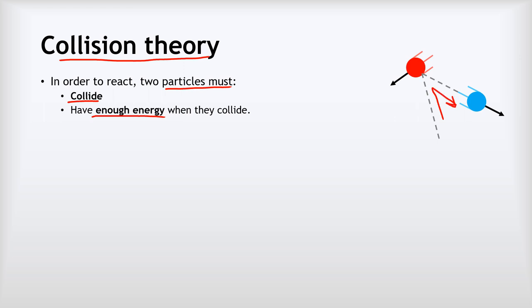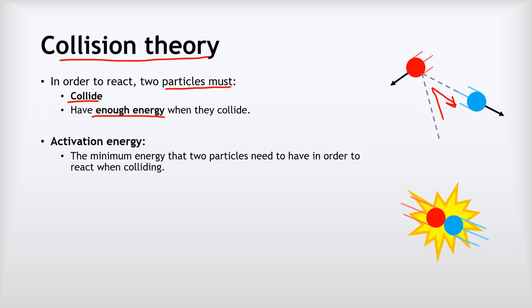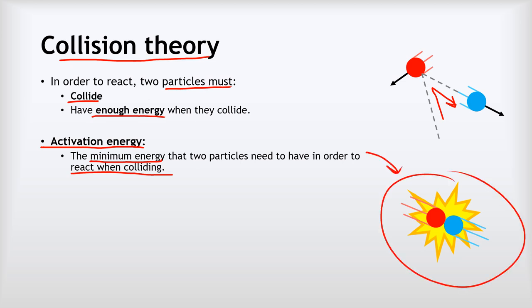So the enough energy part means that particles must have what we call the activation energy. This is the minimum amount of energy that two particles need to have in order to react when they collide, rather than just bouncing off. And you can see that here, where these two particles, that big spark represents the way they have reacted when they collided, rather than just bouncing off.